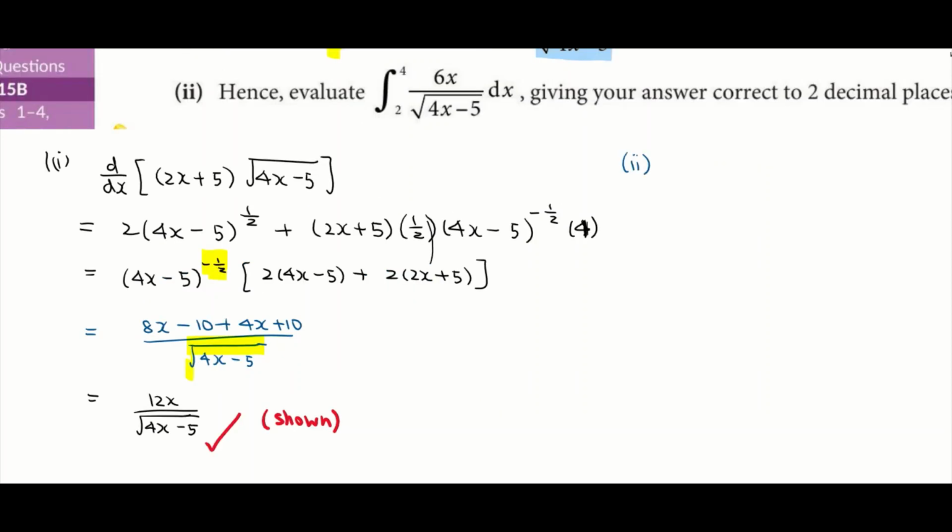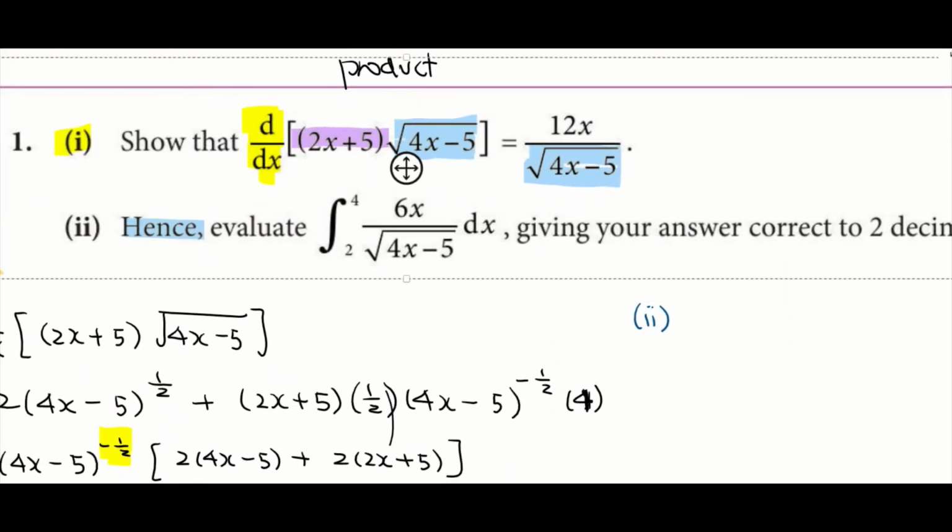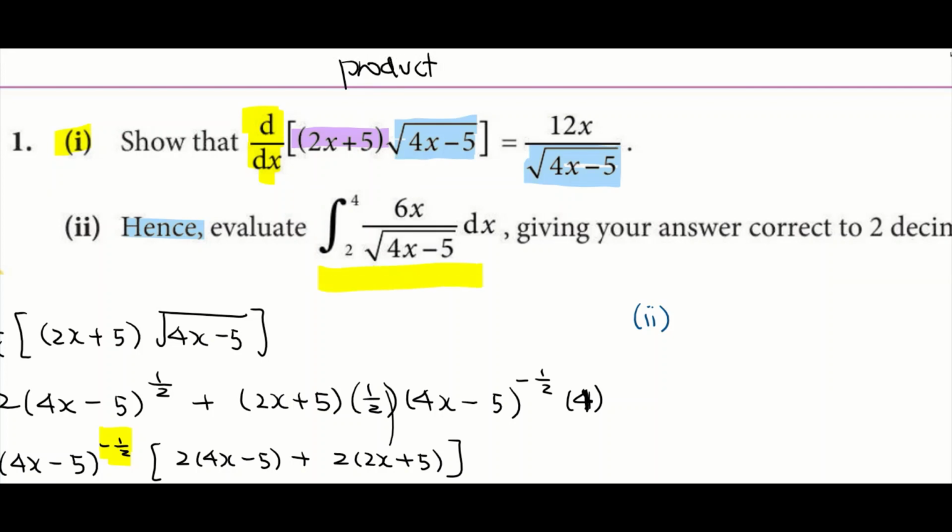Part 2 is a hence question. Hence meaning use your previous part. Okay, so they ask you to evaluate this integral with my upper and lower limit. Okay, first of all, it's not to rush into this part 2 first. Can we write the first method mark? Write down what is your result of part 1 by integration step. What do I mean by this?